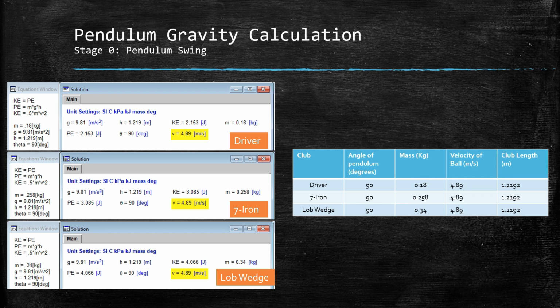With the given mass, gravity, height or length of the golf club, and the degree to which the golf club is angled above the ground, we're able to solve for the velocity that is added to the swing depending on the golf club. And as you can see, with our equations comparing potential and kinetic energy, mass cancels out, giving the consistent additional velocity to each swing, being 4.89 meters per second.